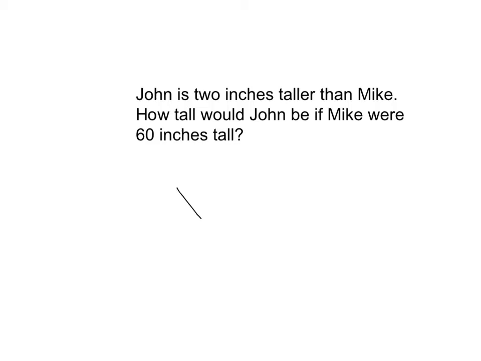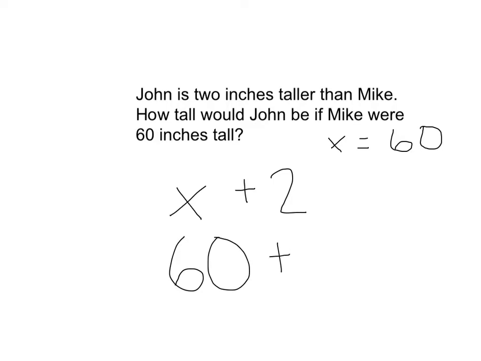So Mike would be represented by an x. We know that John is 2 inches taller, so we would use an addition, plus 2, to be able to solve. Well, this problem says that Mike is 60 inches tall. So in this case, x equals 60. We can put 60 in the place of x to figure out how tall John is in comparison to Mike. So 60 plus 2 is 62. We know that if Mike were 60 inches tall, then John would have to be 62 inches tall.